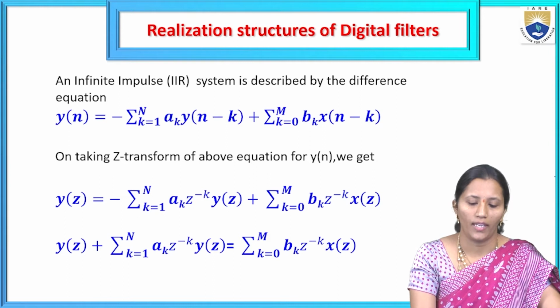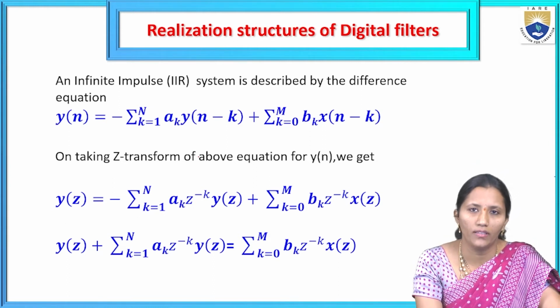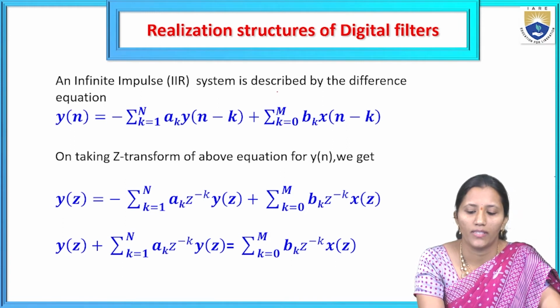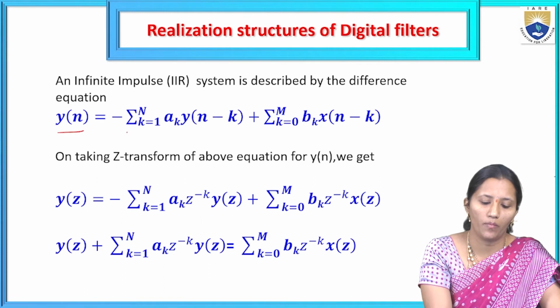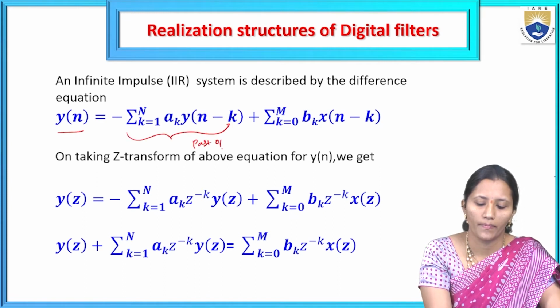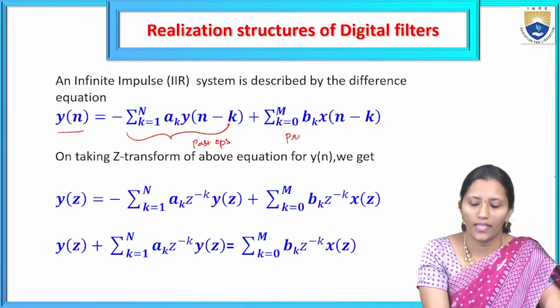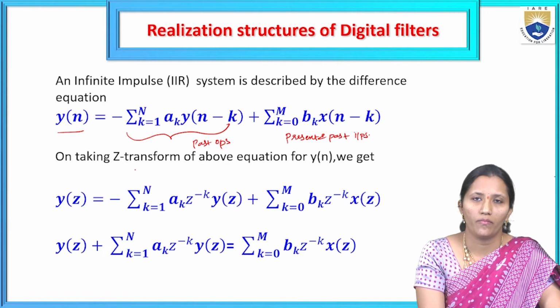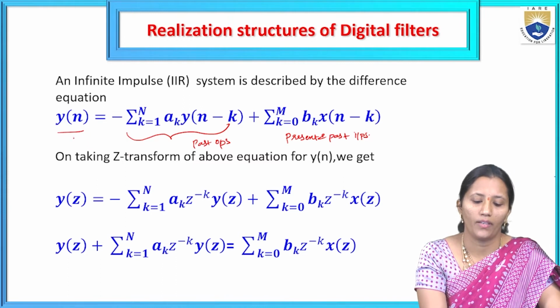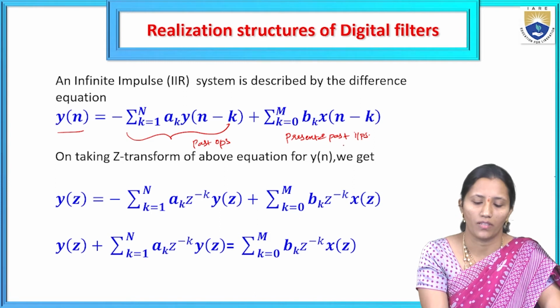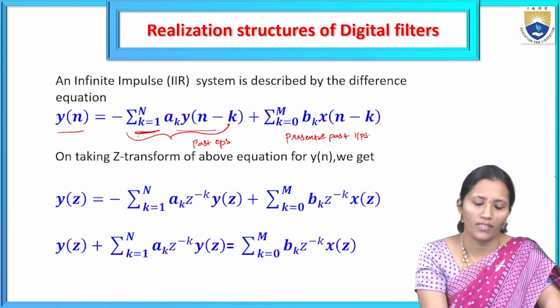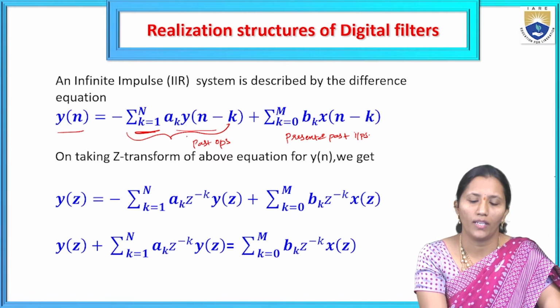First we will take the IIR filter difference equation. An infinite impulse response system is described by the difference equation y(n). Here y(n) depends on the past outputs as well as present and past inputs. We are representing the general difference equation. By substituting k equal to 1, we get a1 y(n-1), k equal to 2, a2 y(n-2), and k equal to 3, a3 y(n-3). So y(n-1), y(n-2), y(n-3) are the past outputs.